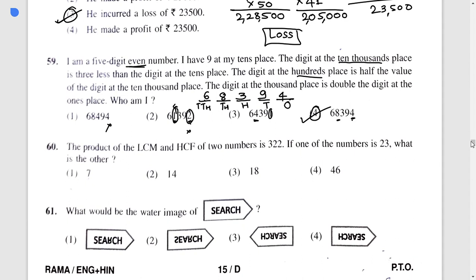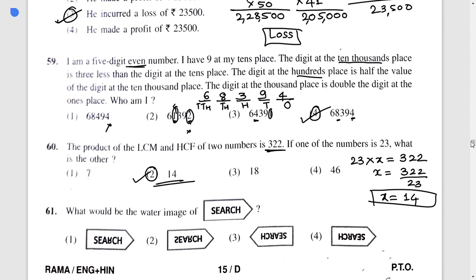Question number 60. The product of the LCM and HCF of two numbers is 322. If one of the numbers is 23, what is the other? So one number is 23. You don't know the other number, which is x. LCM times HCF is 322. So x is equal to what now? 322 divided by 23. After dividing, you will get 14. So 322 divided by 23 is 14. So the correct answer is option 2, that is 14.